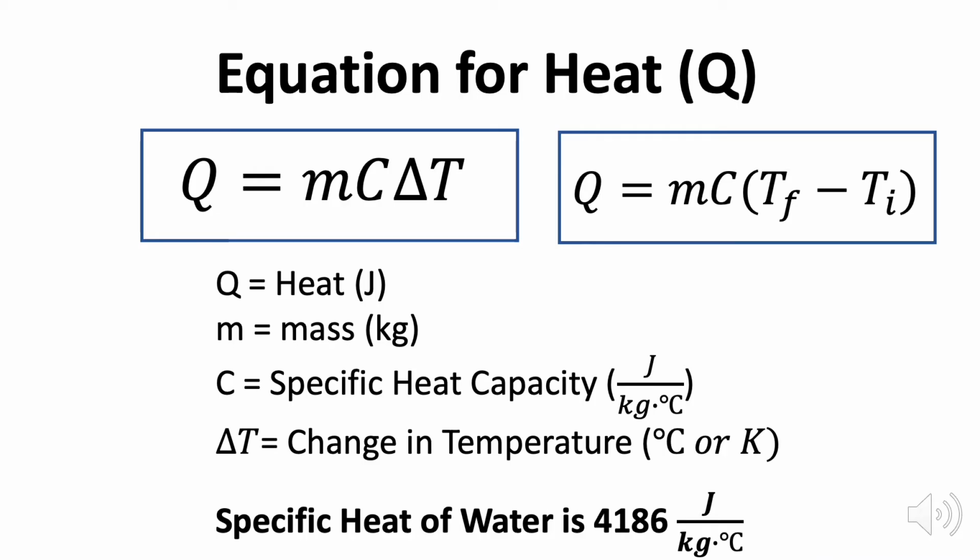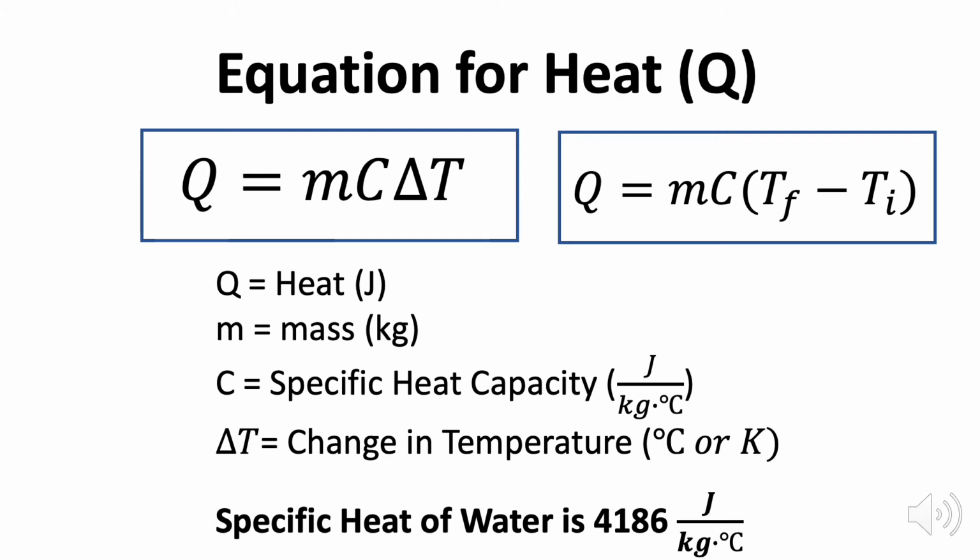So we have an equation for heat. The equation for heat is Q is equal to mass times the specific heat, which is C, times the change in temperature. That triangle is a delta symbol, and that means change, which means the final temperature minus the initial temperature. All right, so heat is Q is equal to M times C times delta T, and this equation is commonly known as Q equals MCAT.